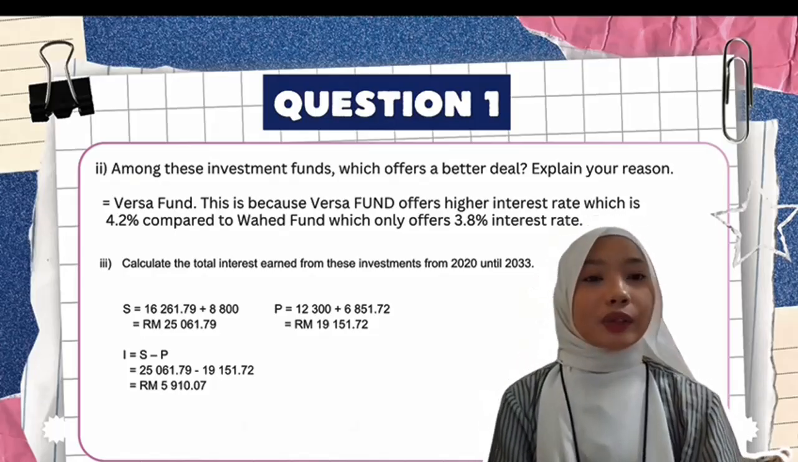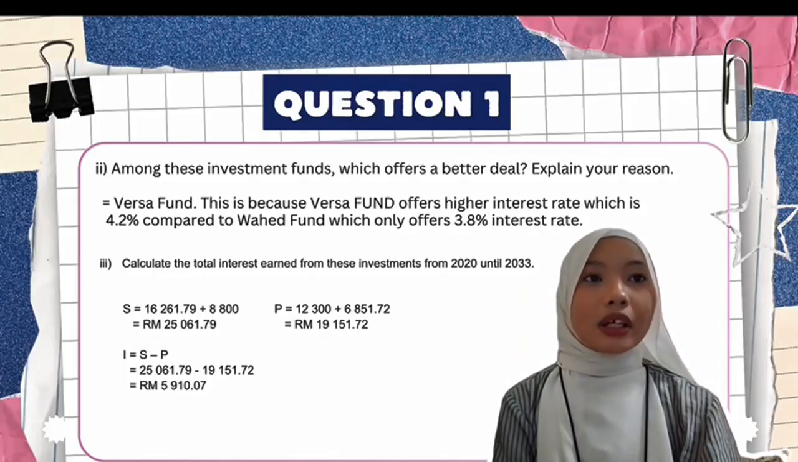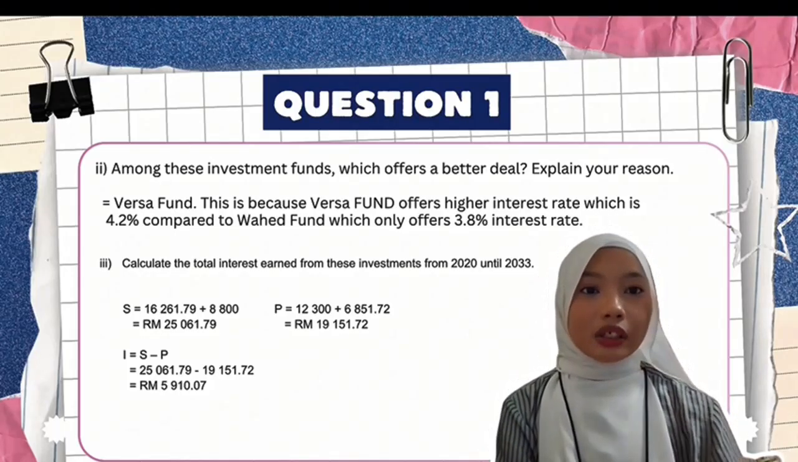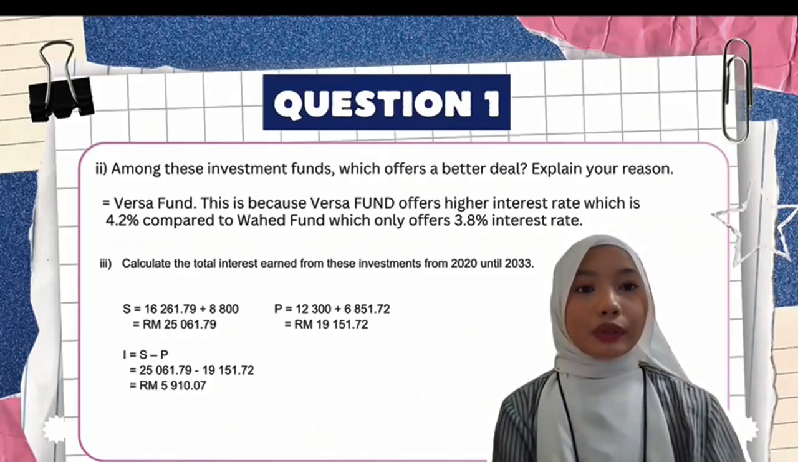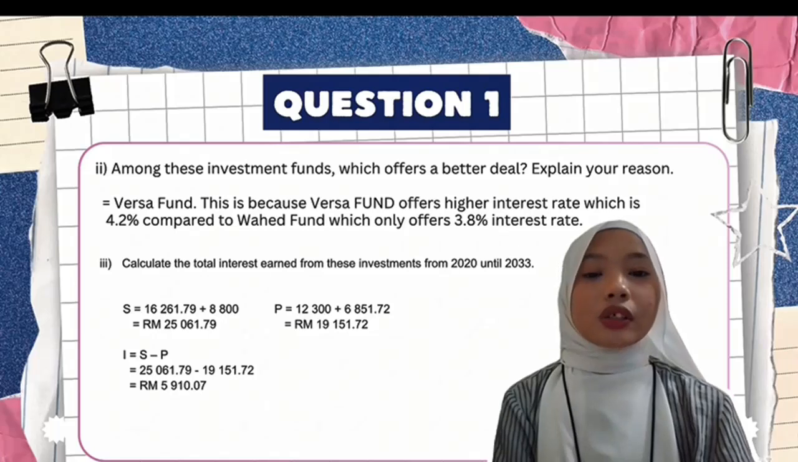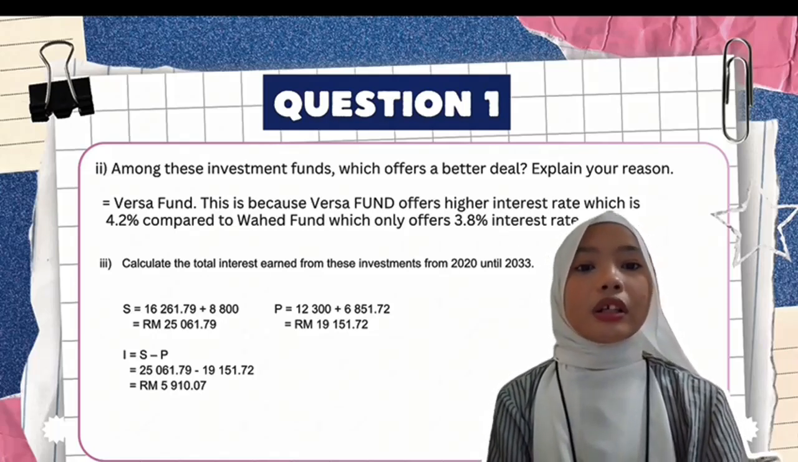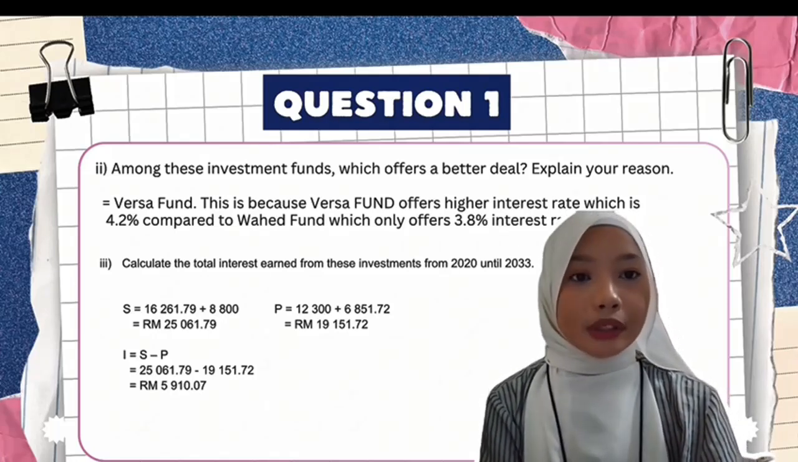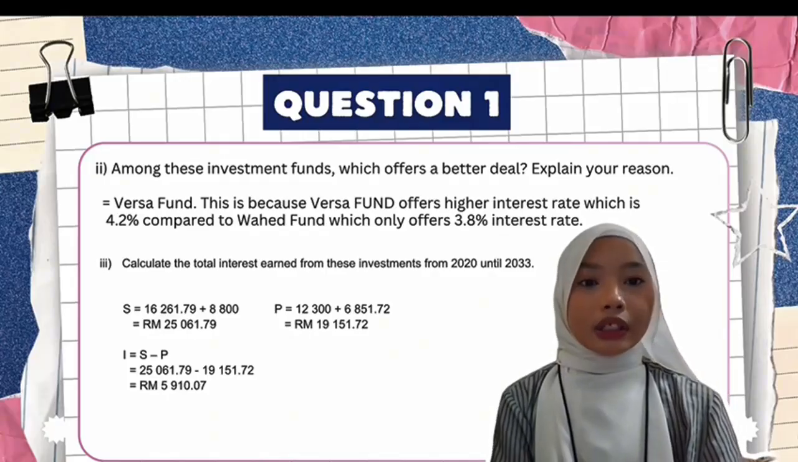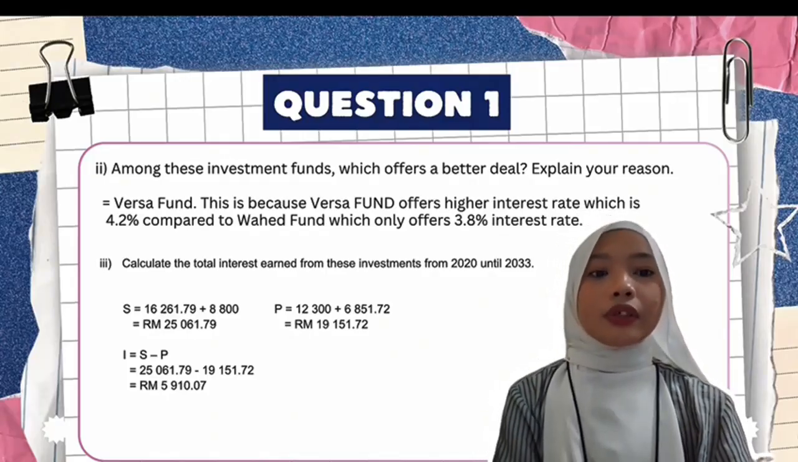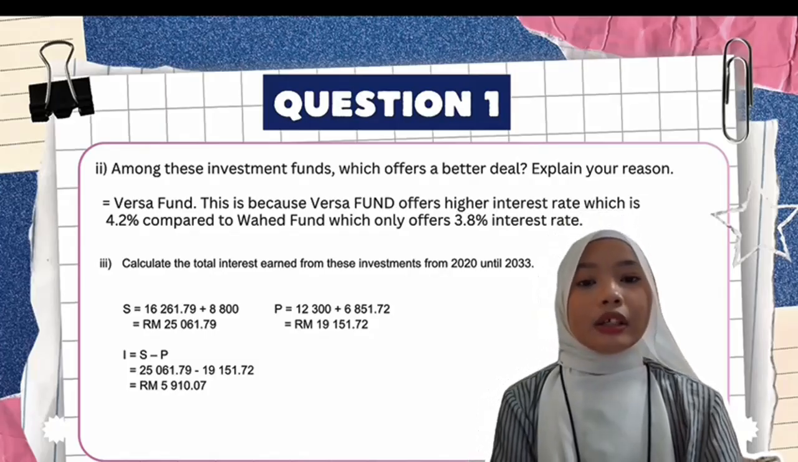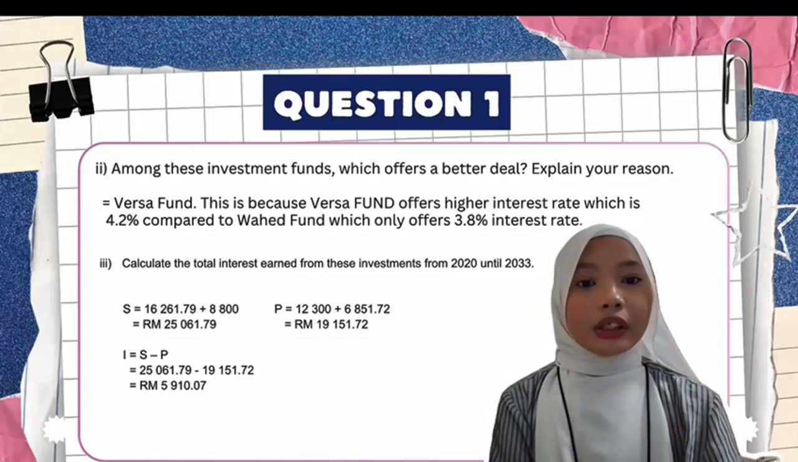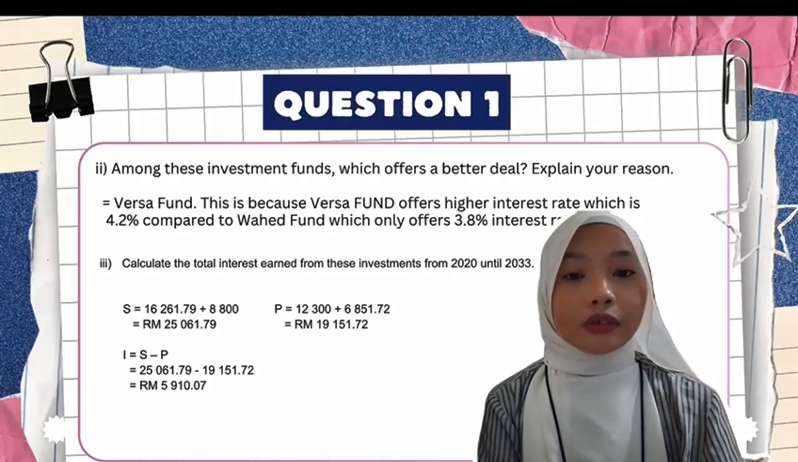The next question is to calculate the total interest earned from this investment from 2020 until 2033. The formula to find the total interest is I equals S minus P. The first step, we need to find the amount of S, which is equal to 16,261 ringgit 79 cents, which is the total maturity values, plus 8,800 ringgit, which is the future value of the unit trust that Haris invested in. So the total amount is 25,061 ringgit 79 cents, and that's the amount of S.